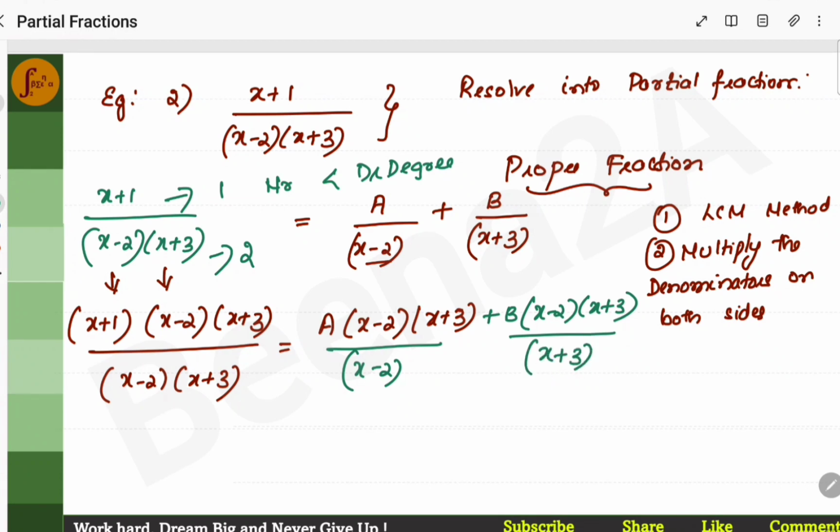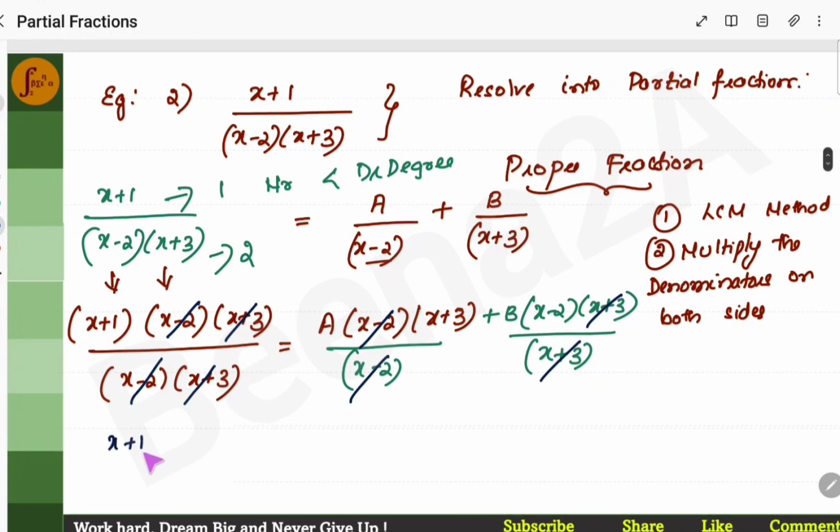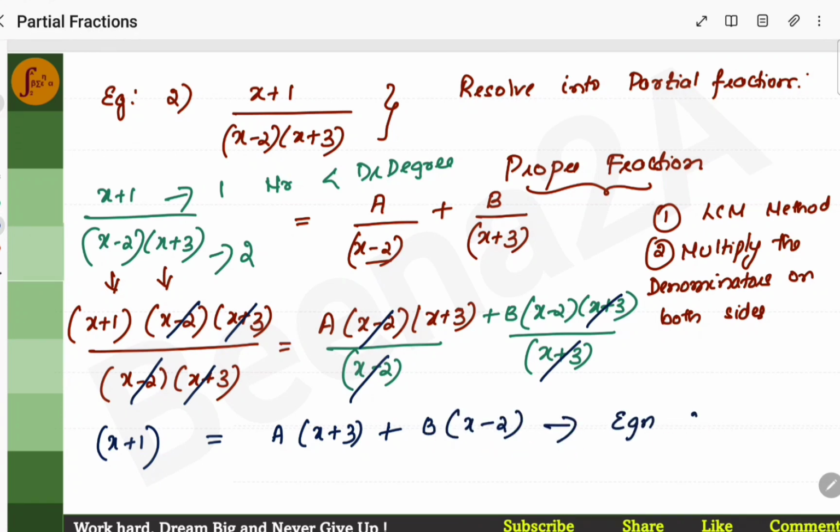Now what we will do, we'll cancel the common terms, x minus 2, x minus 2, x plus 3, x plus 3. Here you have both the terms as common, you're cancelling it. So what do we get? We get x plus 1 here, and this is equal to a into x plus 3 plus b into x minus 2. Let's call this equation 2, and let's call this equation 1, right?